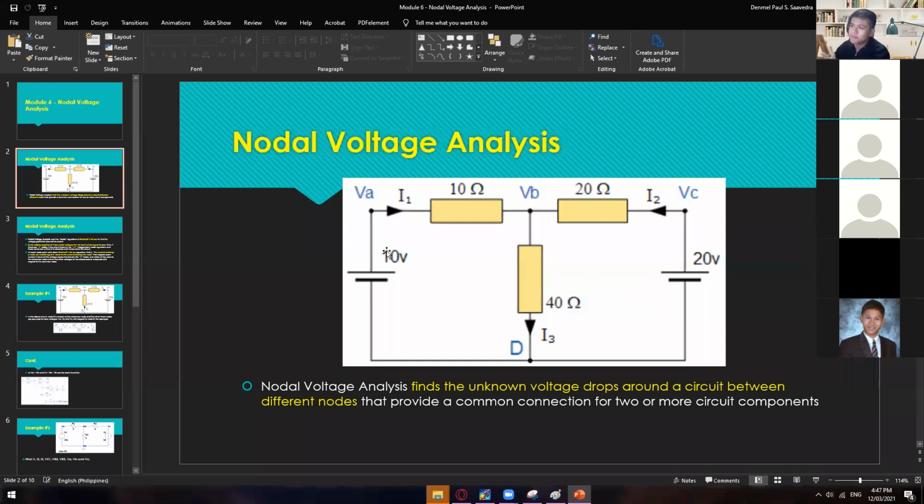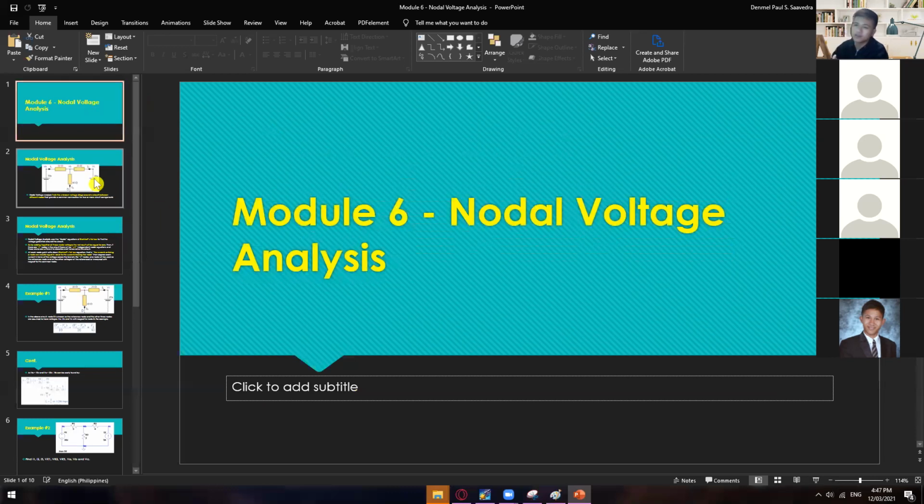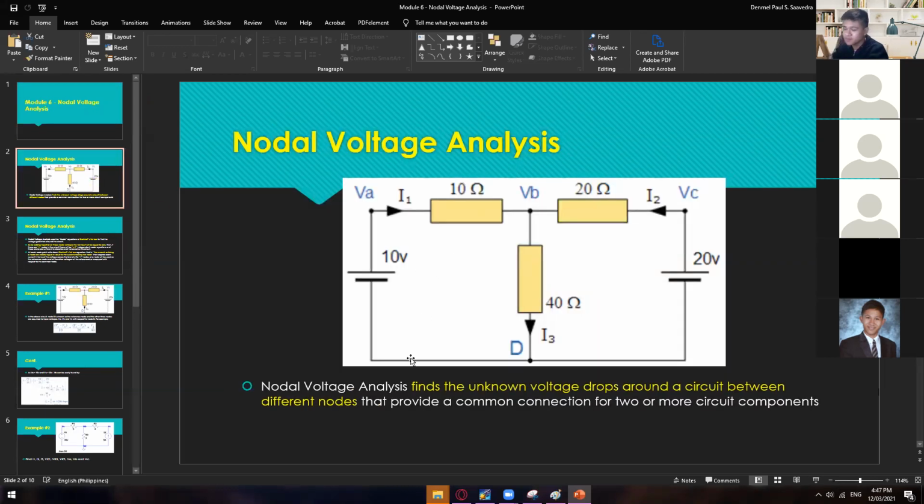This is actually the easiest topic, I would say, once you understand everything from the start up to the superposition theorem. You will know later on. So we have here nodal voltage analysis, an example wherein we can find the voltage drop using a nodes approach. Nodal voltage analysis finds the unknown voltage drops around the circuit between different nodes that provide a common connection for two or more circuit components.